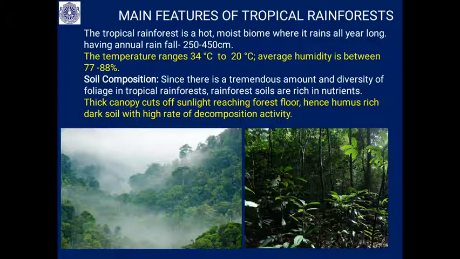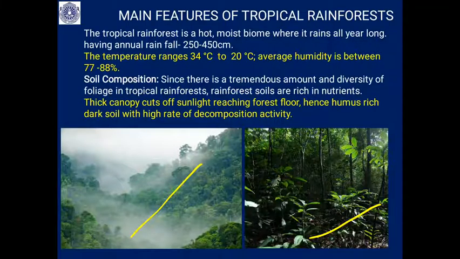Soil composition. Since there is a tremendous diversity of foliage in the tropical rainforest, rainforest soils are rich in nutrients. The thick canopy cuts off sunlight reaching the forest floor, hence humus-rich dark soil and a high rate of decomposition activity, as you may see on the forest floor. It is usually totally dark because the thick canopy does not allow light rays to reach the forest floor.